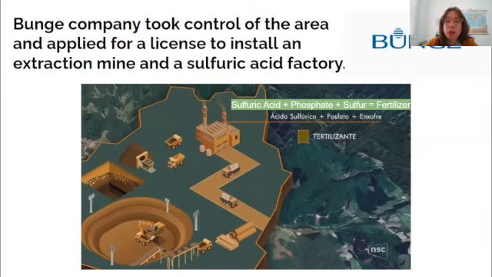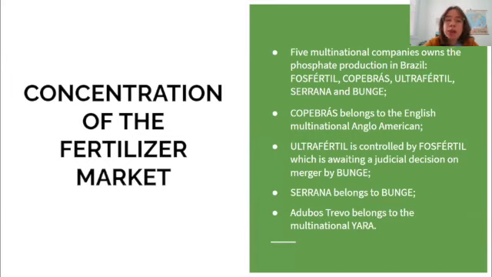The Bunge company is one of the 5 multinational companies that owns phosphate production in Brazil, along with Phosphero, Copperbras, Ultrafertile, and Serrana. Copperbras belongs to the English multinational Anglo-American. Ultrafertile is controlled by Phosphero, which is awaiting a judicial decision on merger by Bunge. Serrana also belongs to Bunge. Adbustrevo belongs to the multinational Yara that was also interested in the area of Untitled.